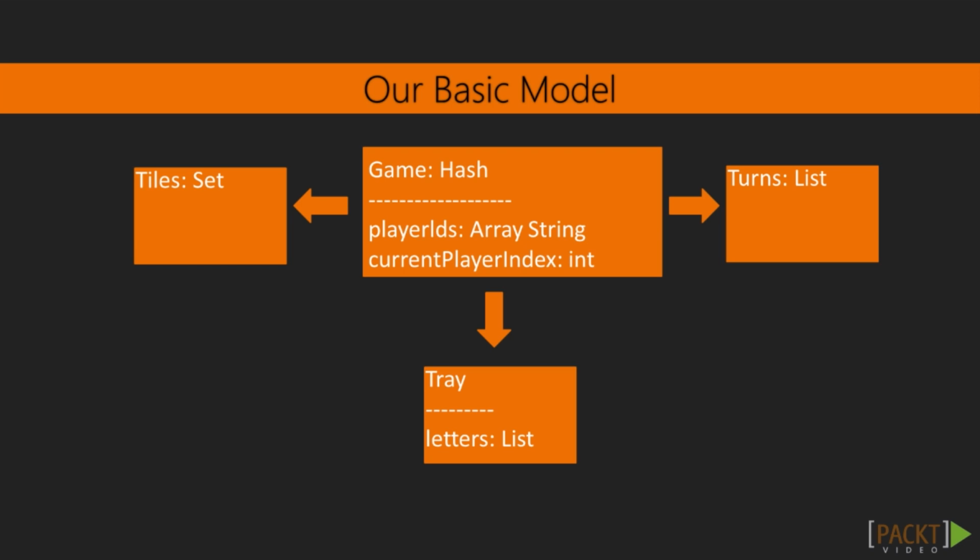Now, each player also has a set of letters to select from in his or her tray, and I'm tempted to use a set again here, and that would be a fine choice, but in the future, I'd like to be nice to my players and allow them to rearrange the letters in their tray. So I'm going to go with a list, even if that means a little extra work on my part. And finally, we need to track all the turns that have been taken by the players. Since the turns happen in order, and each turn is fairly complex, we're going to store that as a list.